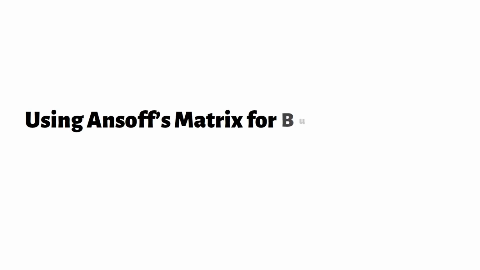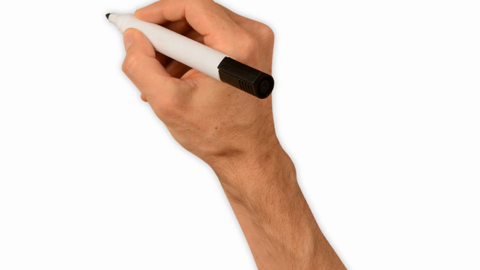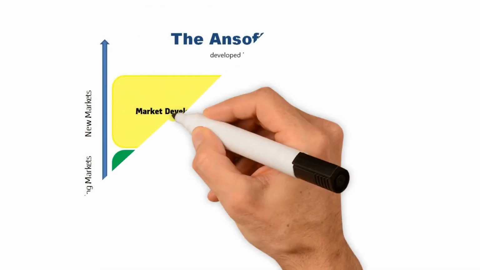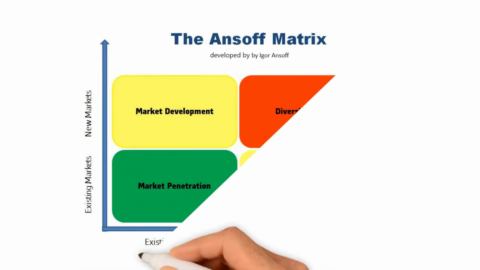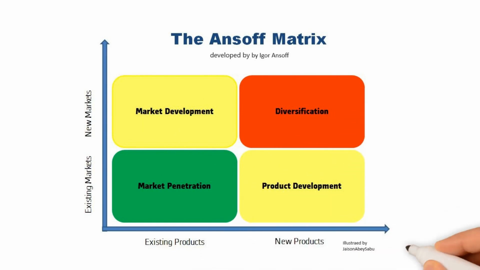Using Ansoff's Matrix for business growth. The Risks and Mitigation Strategies. Ansoff's Matrix, also known as the Product Market Expansion Grid, is a strategic framework that helps businesses and marketers to analyze and plan their growth strategies. The model was developed by Igor Ansoff, a Russian-American mathematician and business manager.